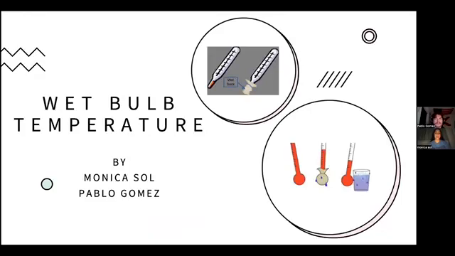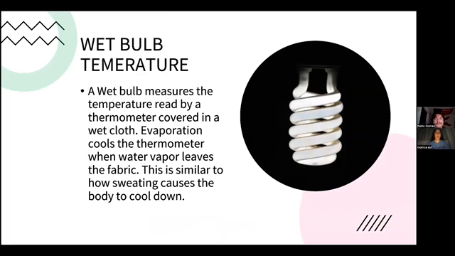And Pablo Gomez. What is wet bulb temperature? A wet bulb measures the temperature read by a thermometer covered in a wet cloth. Evaporation cools the thermometer when the water vapor leaves the fabric. This is similar to how sweating causes the body to cool down.